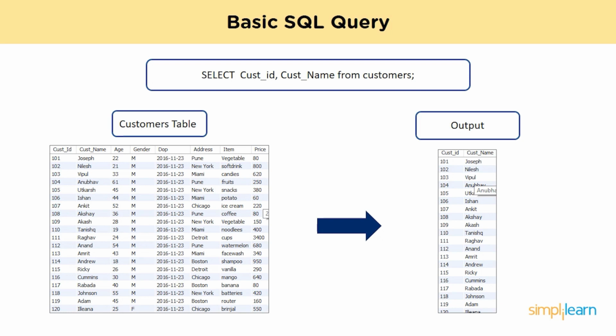So we will write a query: SELECT customer ID, customer name FROM customers; When we execute the query in MySQL Workbench, we will get the desired result, that is the output table, with customer ID and customer name. This is how we write a query to extract the information from the database. We'll see some more queries as the session proceeds.